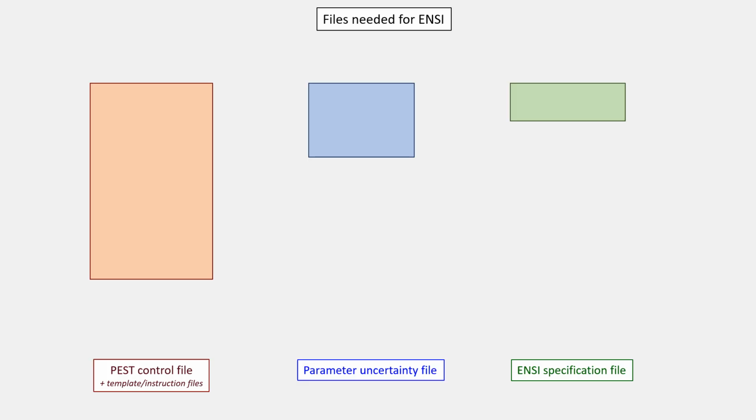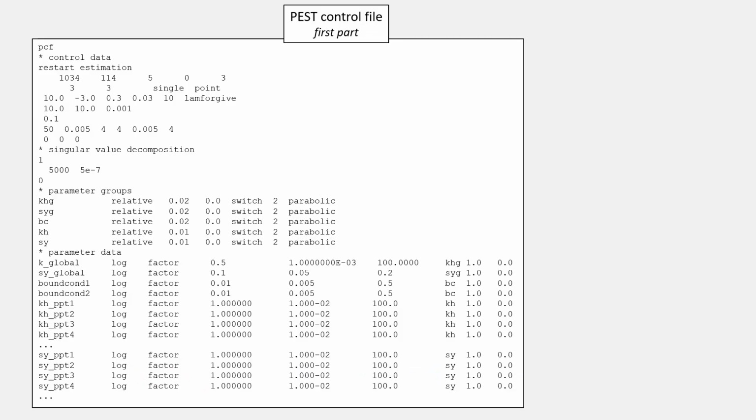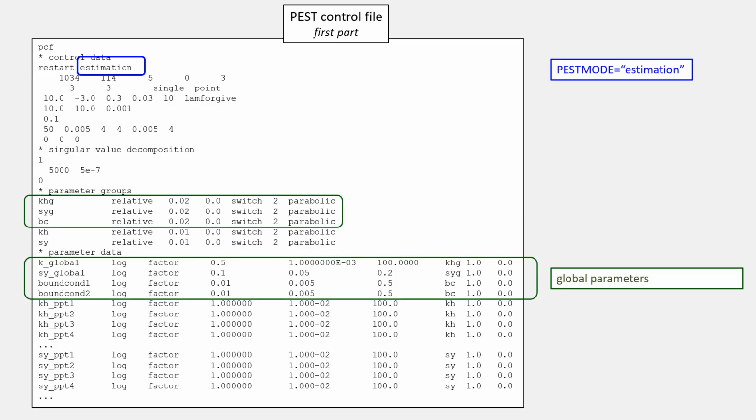So let's just look at a few details of these files. First, the pest control file. Just a standard pest control file. We tell PEST to run in estimation mode. Now for the case, that illustrative model that we've just been talking about, the parameter data section of the pest control file will cite global parameters. In the parameter data section, we'll have their initial values and their upper and lower bounds. In the parameter group section will be control variables that tell PEST how to calculate finite difference derivatives for these parameters.